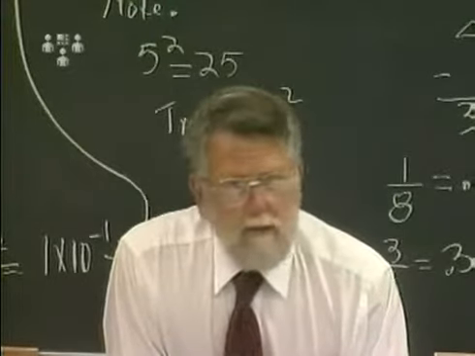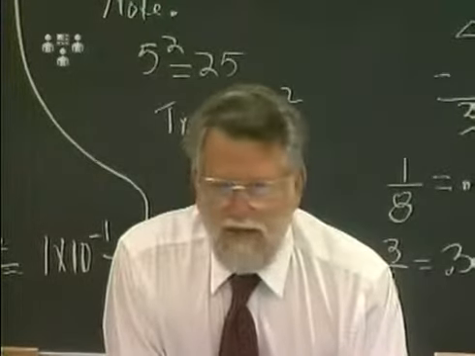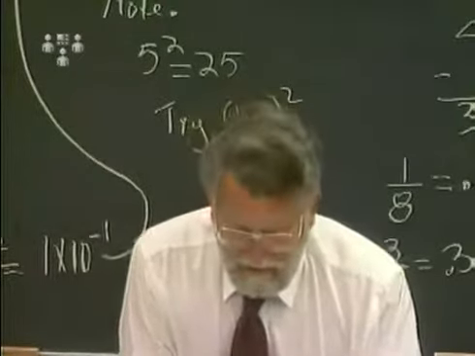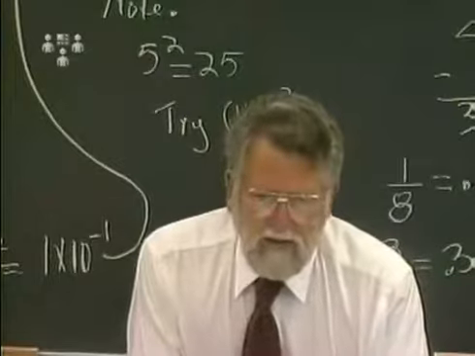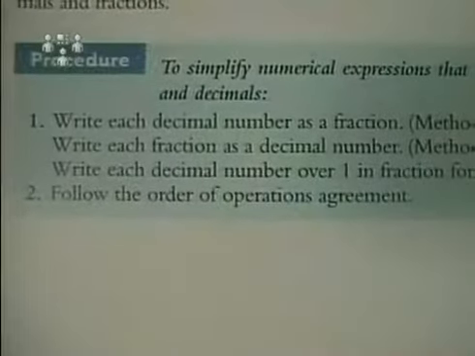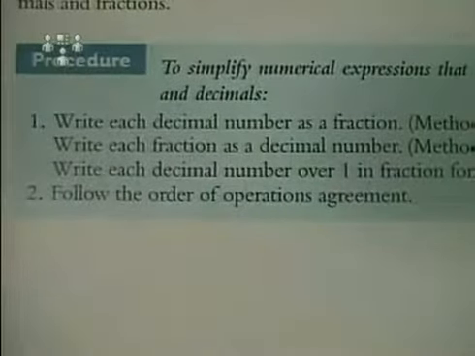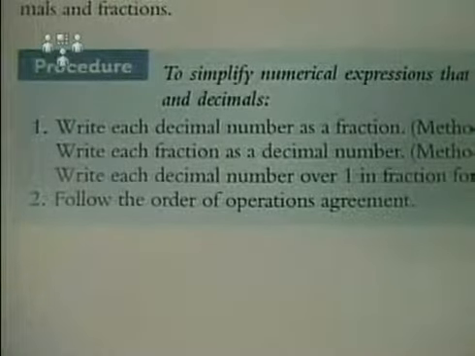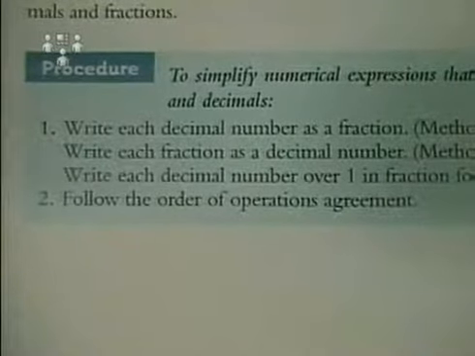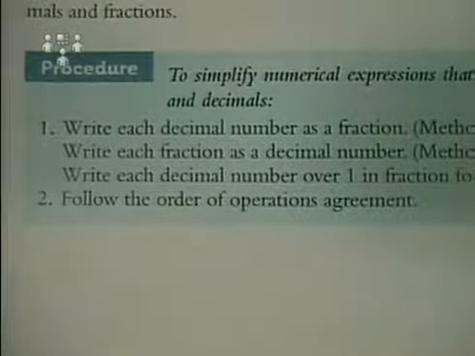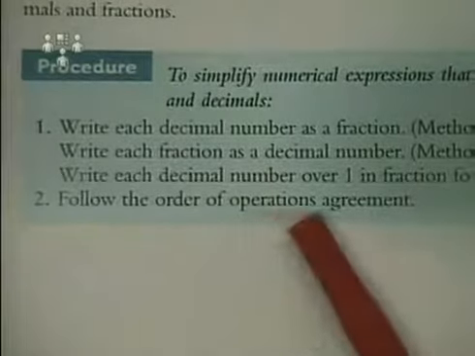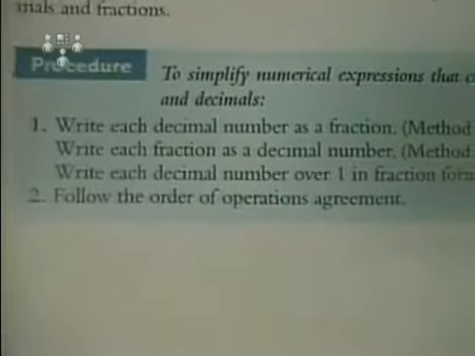And we'll say, well, it was to be done with method 1 or method 2 or method 3, and if you aren't putting in the right in-between steps, you aren't going to find acceptance. But as we look at how to simplify numerical expressions, then in step 1 you write each decimal as a fraction. Or, let's see, each decimal is a fraction or each fraction is a decimal, or write each decimal number over 1 in fractional form.